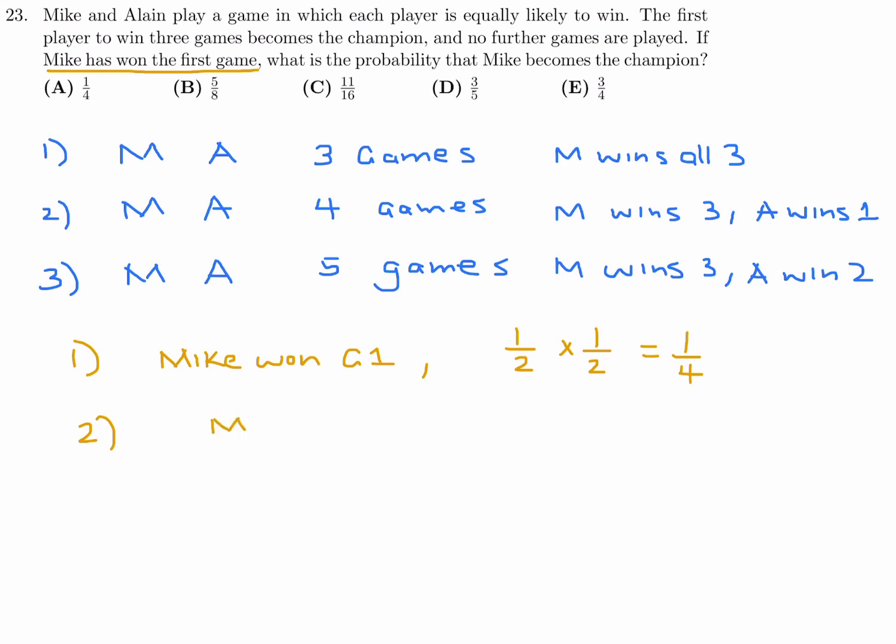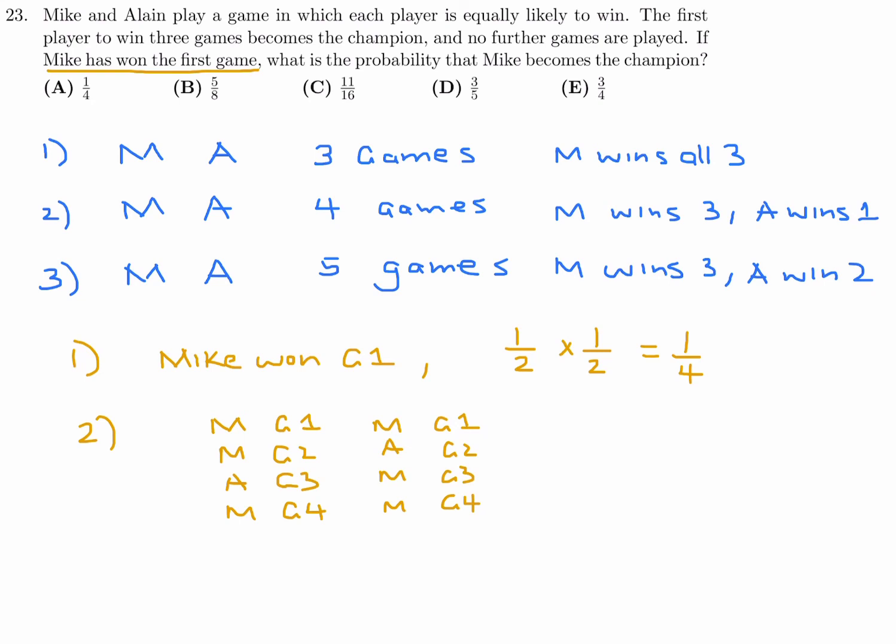Mike wins game 1. Mike wins game 2. Elaine wins game 3. Mike wins game 4. Or Mike is already established as winning game 1, but Elaine could win game 2. Mike wins game 3. Mike wins game 4. And these 2 are the only scenarios.